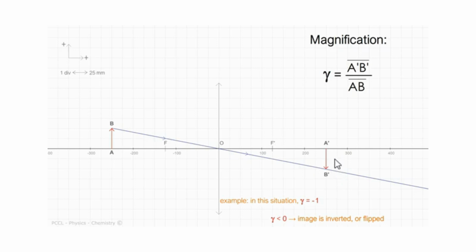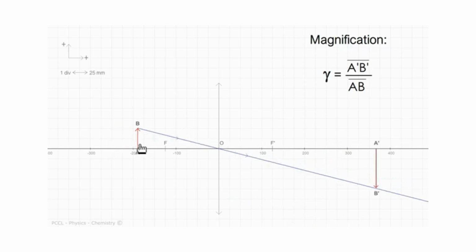Note that the magnification has no unit since it is the ratio of two magnitudes of the same kind. I will submit to you a second example, where the image is twice the size of the object. So, I write that gamma is 2 in absolute value, otherwise it is -2. Again to mean that the image and the object are not oriented in the same way.